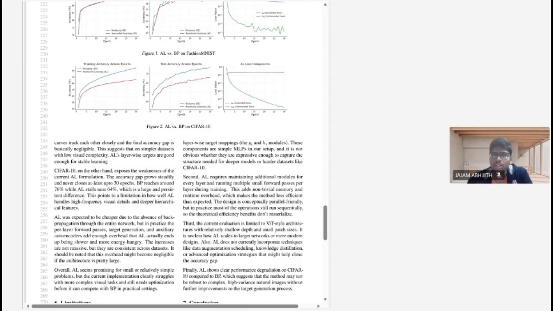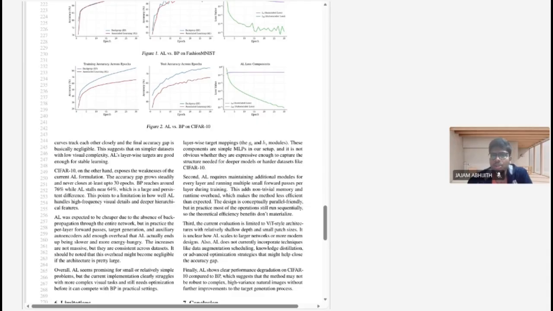Now, to be fair, this overhead might become less significant if you are working with really large architectures. Like, you have a model with 100 layers. The relative cost of those small auxiliary modules might not matter much. But for the models we tested, it's definitely a practical concern.